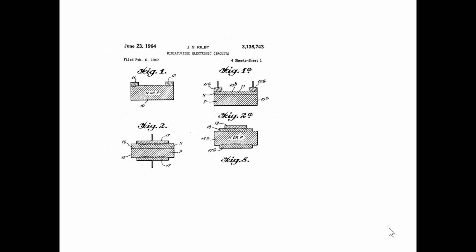Here was Kilby's patent. It was filed in February of 1959. Took 5 years from the simple patent application to get approved and awarded as a patent. That's a long time.